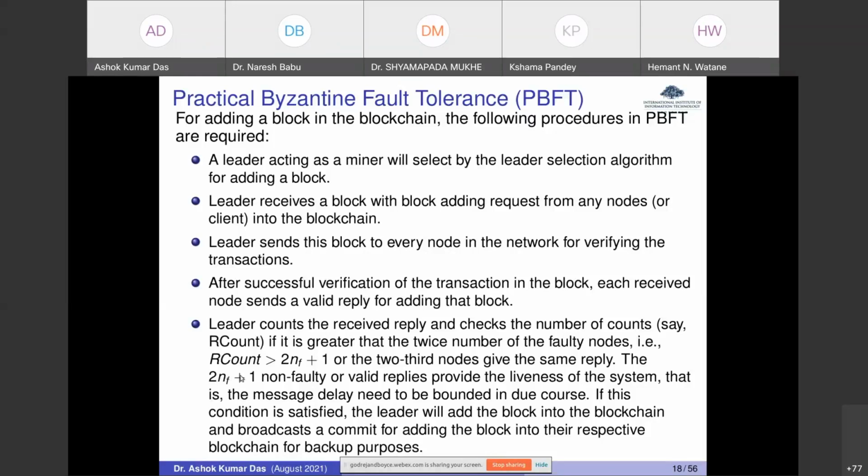Once this condition is met, the leader will insert the block in its ledger, the blockchain, and also broadcast a commit message to all its peer nodes in the network. After receiving the commit message from the leader, all the peer nodes will add the same block in their respective local blockchains. In that way, a block is added in each and every node's blockchain.